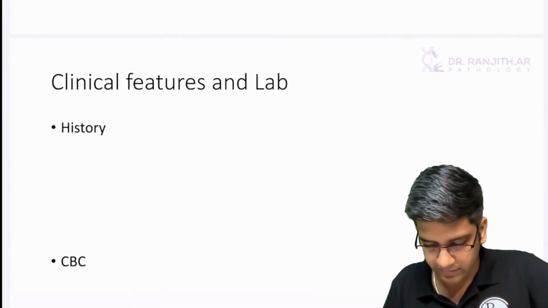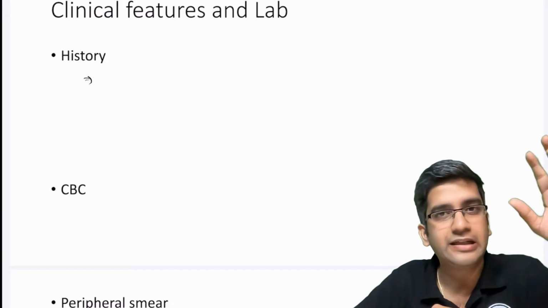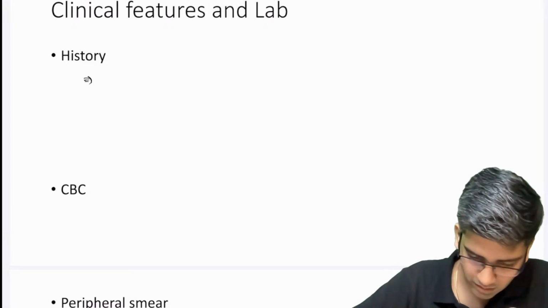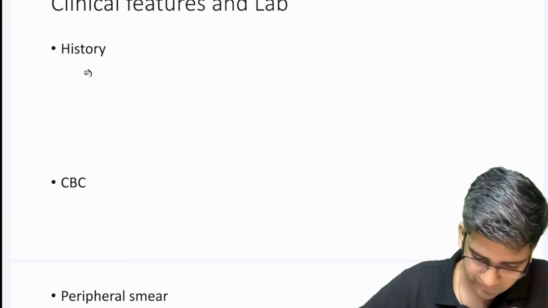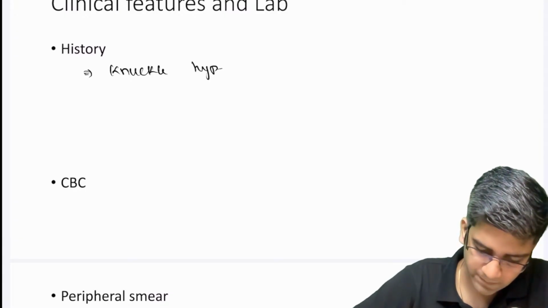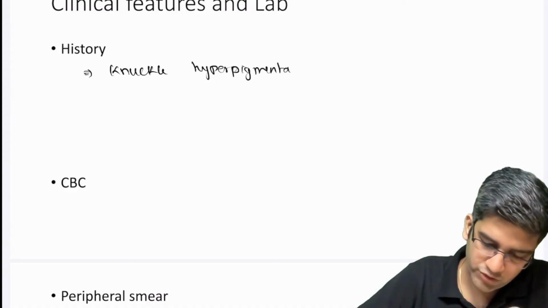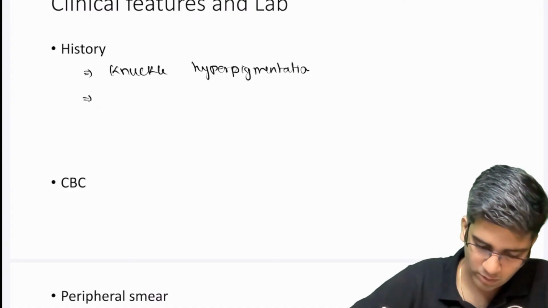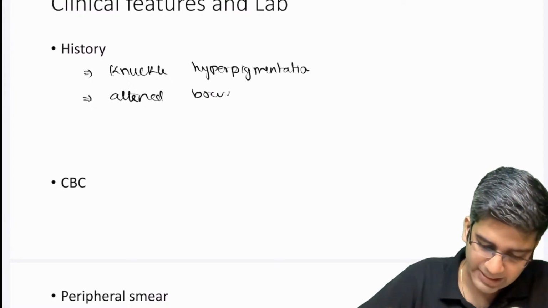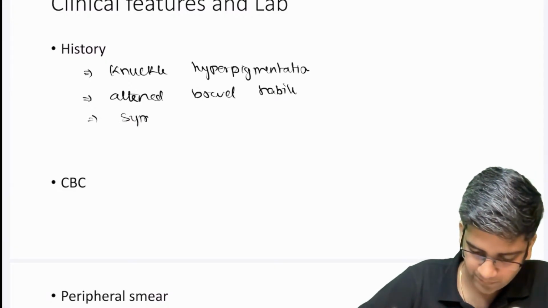Fine. Okay. Clinical features and lab history. Few things have to be there. Beefy tongue, all those things are examination findings that should be there, right? So in history, you will have a few classical findings. One is knuckle hyperpigmentation because of repeated injuries to the skin over the joint prominence, right? You might have altered bowel habits because of the villi, and you might have symptoms of pancytopenia.